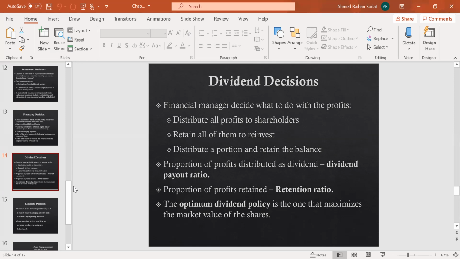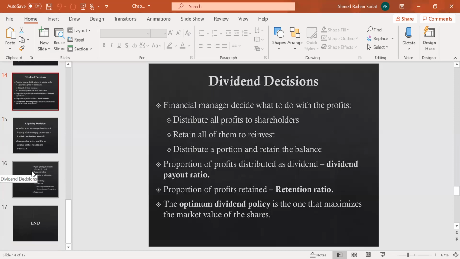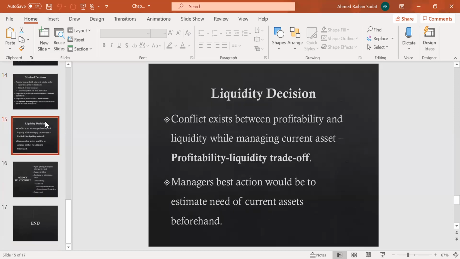On the other hand, if we just keep on paying the dividend and they don't see any net growth in their wealth, which means no reinvestment and no expansion of the company, they might also lose interest in the company because they also think long term. So we need to really find an optimum mix, and that's why they go for the third option: distribute a portion and retain a balance. So that's what you need to do when it comes to dividend decisions. These are all three long-term decisions. Let's talk about the liquidity decision.